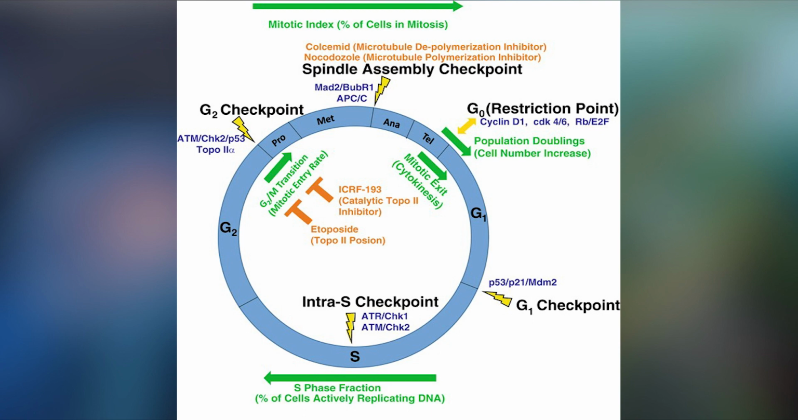So basically, the spindle checkpoint ensures both that the chromosomes are all in the right position and that each chromosome is attached to both of the centrosomes. Remember that if this hasn't occurred, then there'll be problems because one of the daughter cells won't get any copies of a given chromosome and the other daughter cell will get 2 copies, and that's bad. So the spindle checkpoint is designed to make sure that doesn't happen.